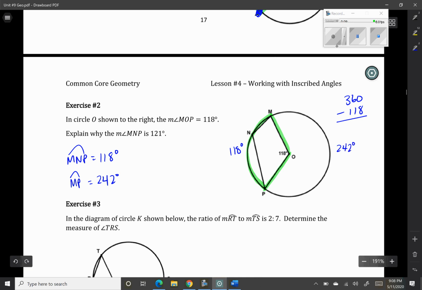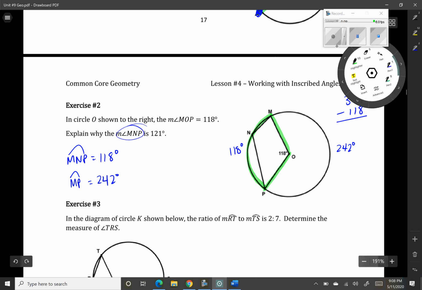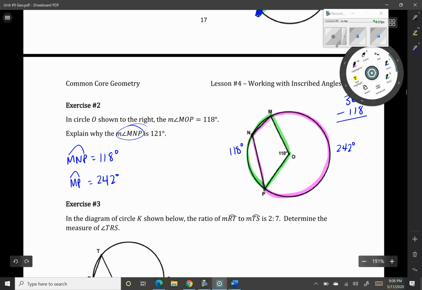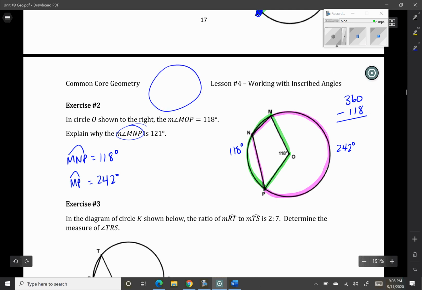Now, the reason why finding this arc is important is they want this angle, MNP. Well, let's take a look. What kind of angle is MNP? Well, that is an inscribed angle that's inscribed to this intercepted arc of 242 that we just found. So if I look at what's just in pink, that's what we're looking at here. Again, if we just redraw this quick, what we're looking at here is an inscribed angle that's really, really big that goes to this arc of 242.